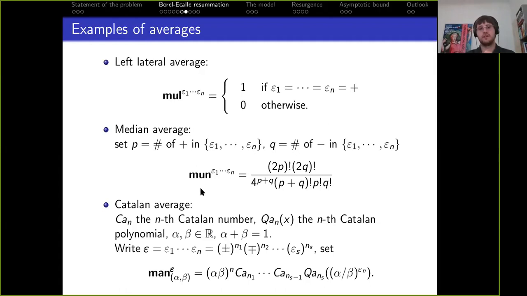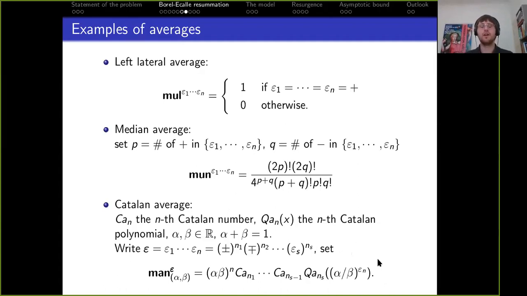But you have many other averages that are not in this family. One example, a bit more complicated to define, so I don't want to spend time defining each term, is the so-called Catalan average, which is given by Catalan numbers and the Catalan polynomial. And this one is not a uniform average. It's a family of averages, actually. It depends on one integer parameter. And they are not uniform.